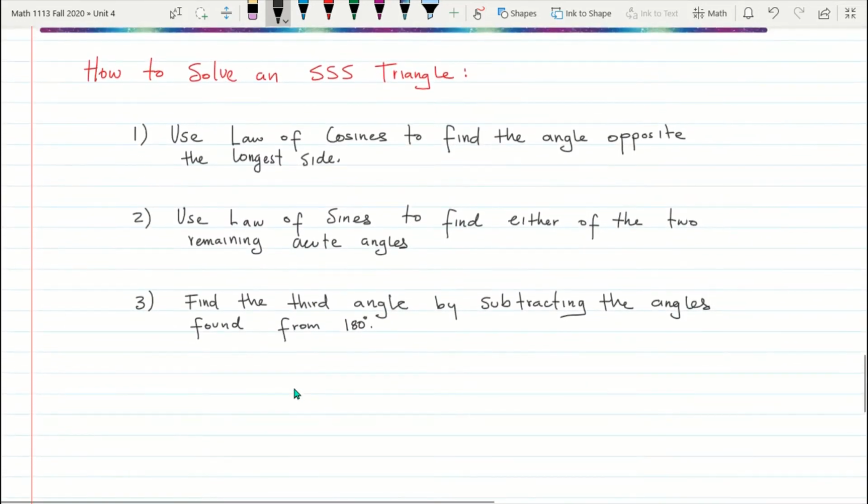All right, next, how to solve a SSS triangle, right? When you're given only the sides of any triangle, the first thing to do is to use the law of cosines to find an angle opposite to the longest side. So we want to look for the longest side first. Then we want to use the law of sines to find the other two remaining acute angles. And last, we're just going to subtract from 180 the two angles that we found. That's going to give us the last angle.